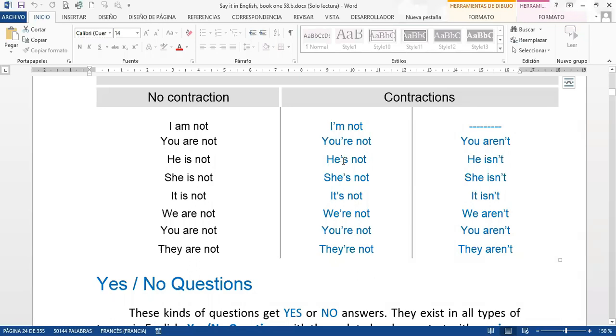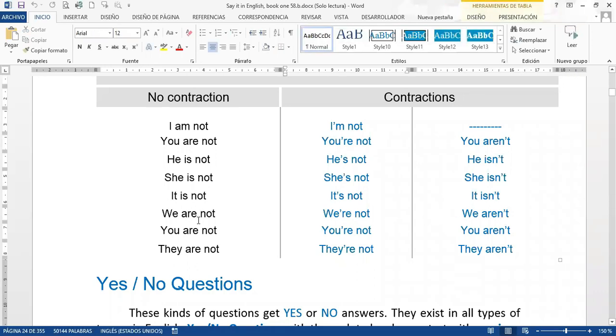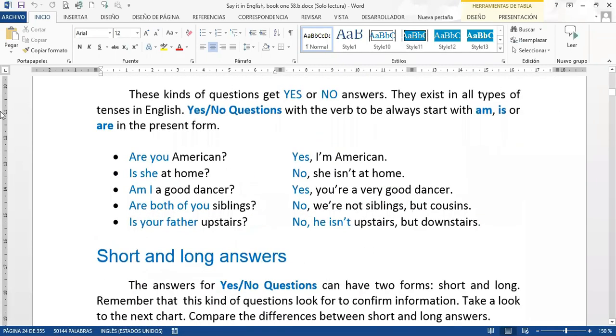He is not, contraction, he's not, or he isn't. She is not, she's not, she isn't. It is not, it's not, it isn't. We are not, we're not, we aren't. You are not, you're not, you aren't. They are not, they're not, they aren't. Notice that the pronunciation here is not they're, but they're. They're not.